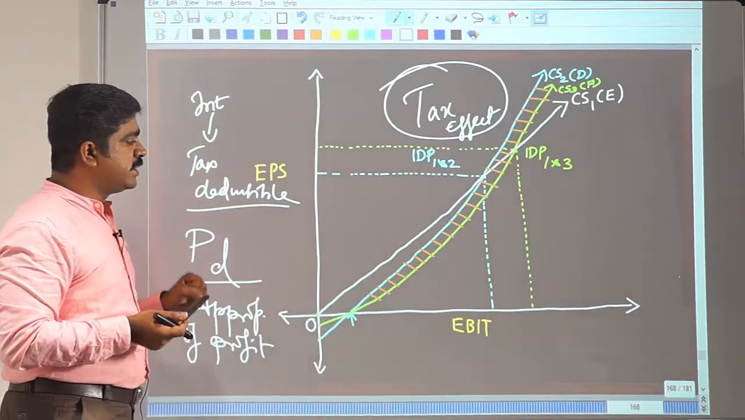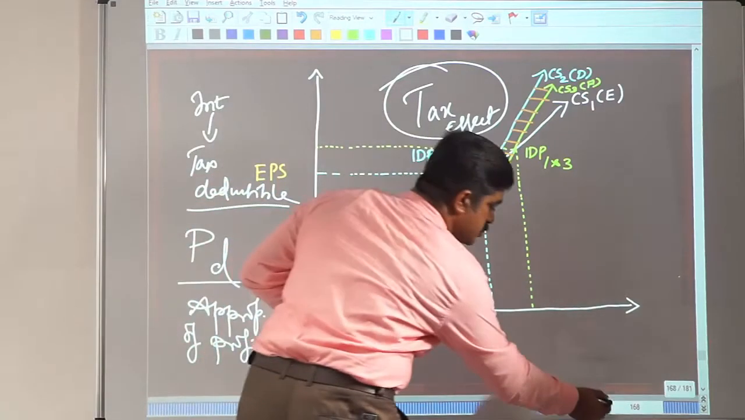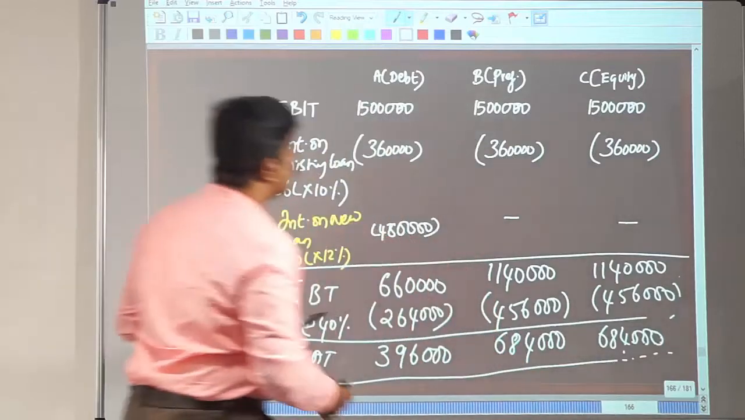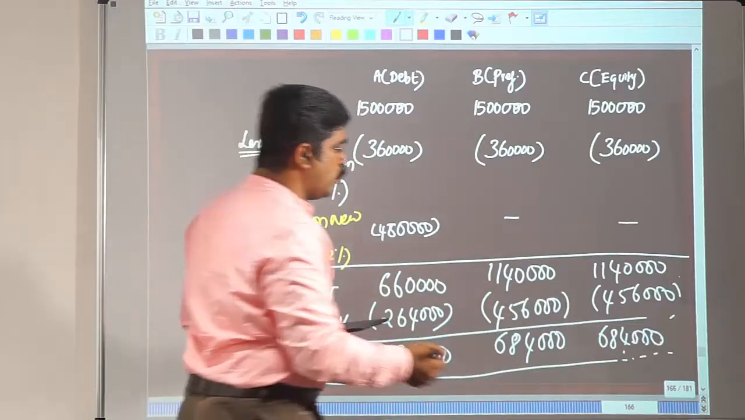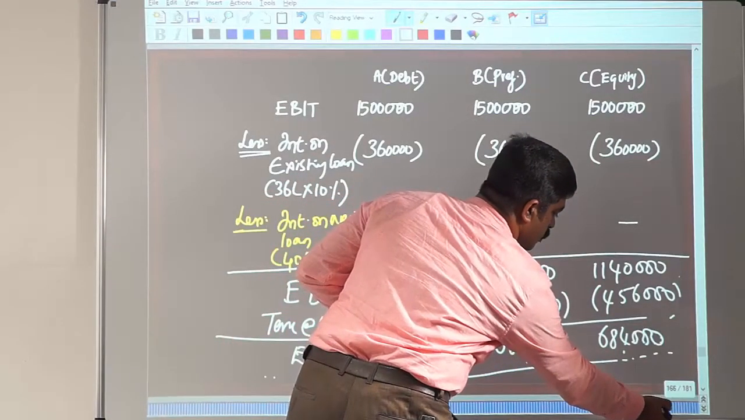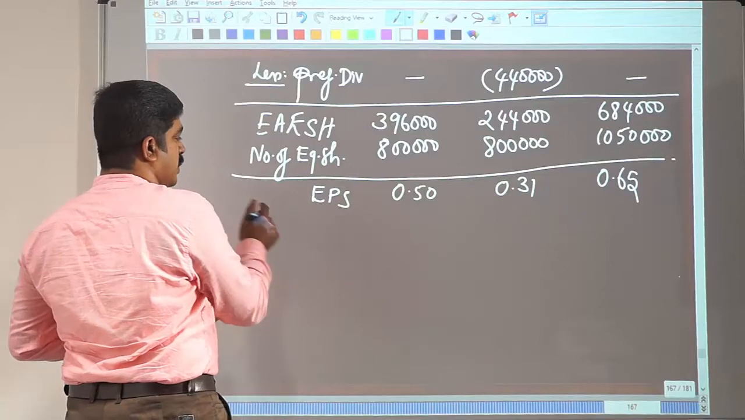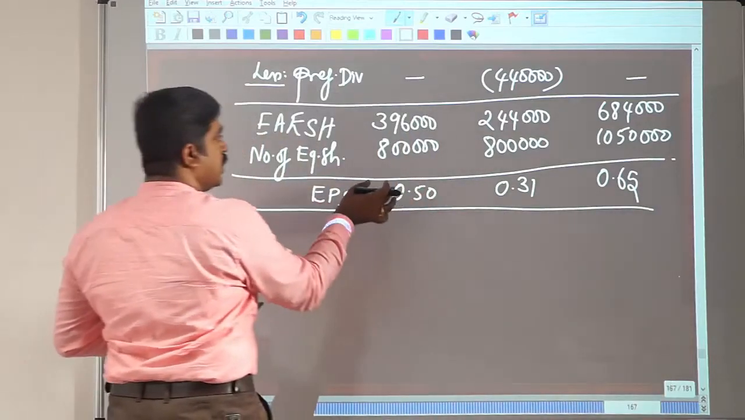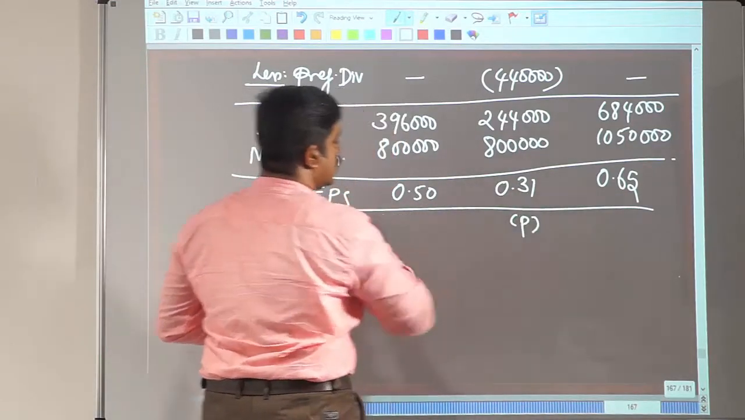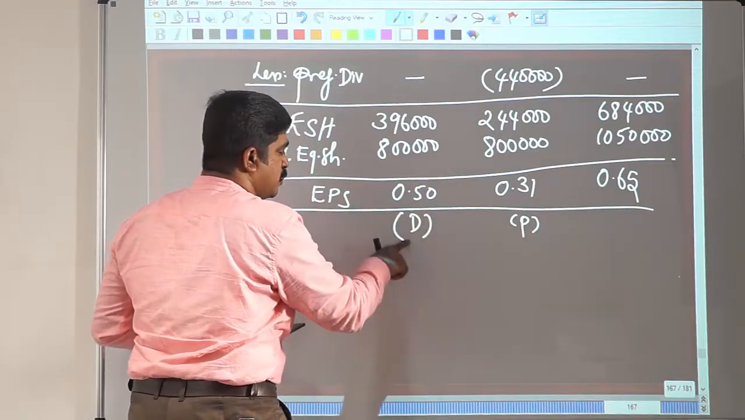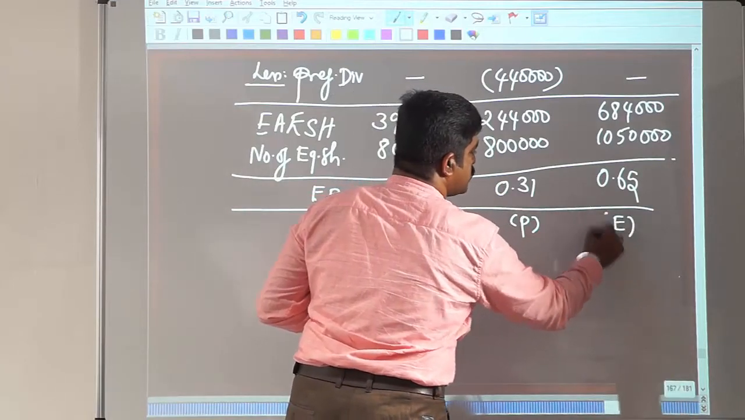Now with this understanding, let us try to draw that indifference chart for this problem. So let's go back. We know that if EBIT is going to be 15 lakh, we know what is the level of EPS. The debt option gives you 0.5, preference option gives you 0.31, and equity option gives you 0.65.